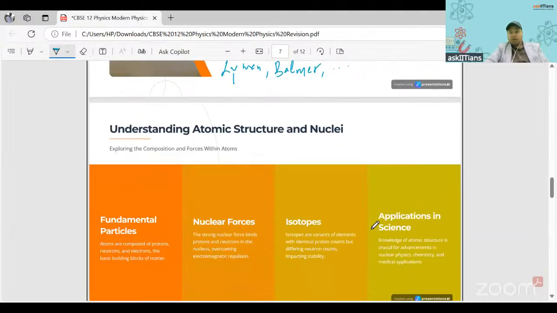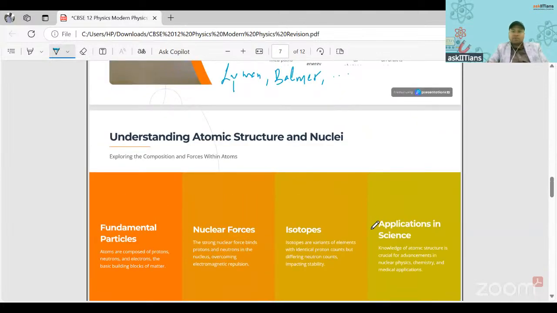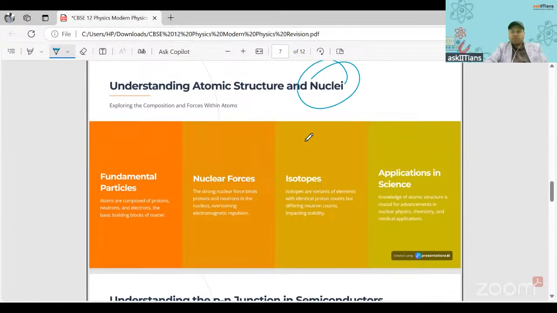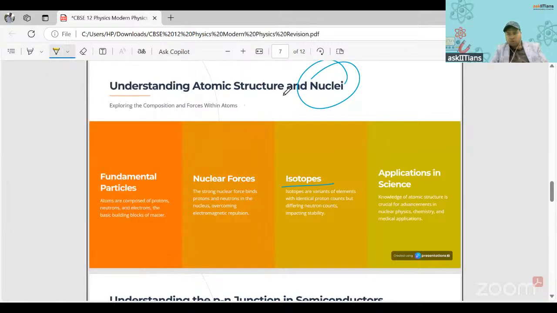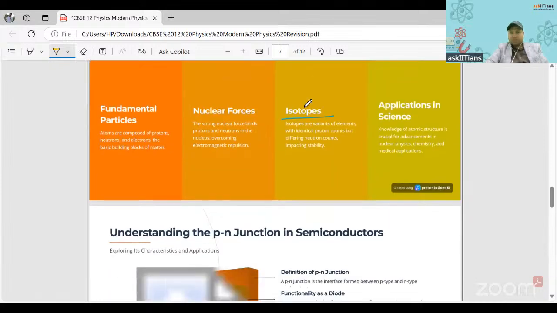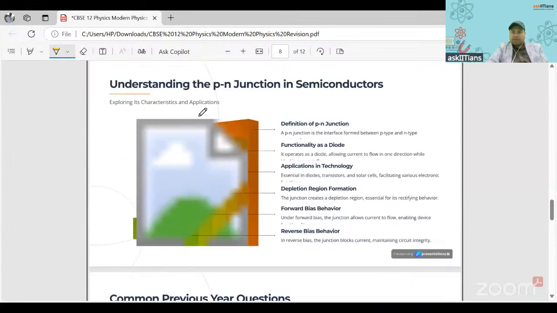Then you see we have this nuclei part. In nuclei, we have the isotopes concept. I'll be showing you, we have isobars, we have isotones, and what is the difference between them. The binding energy concept will also be studied. What are nuclear forces? This question can also come. And in semiconductors, I have told you the p-n junction part is very important. What is a p-n junction?